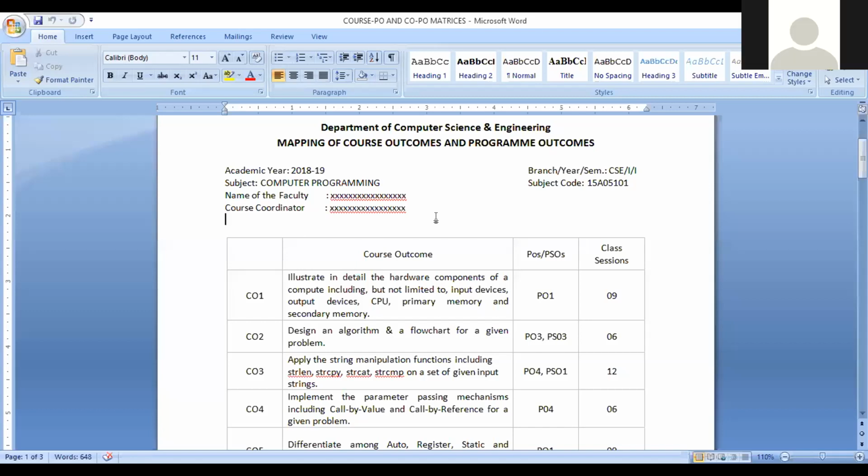So that course outcomes may be limited depending upon the syllabus, like it may be 3, 4, or 5, 5, 6, or 7. Yeah, it changes. It depends on the course. Yes, sir.